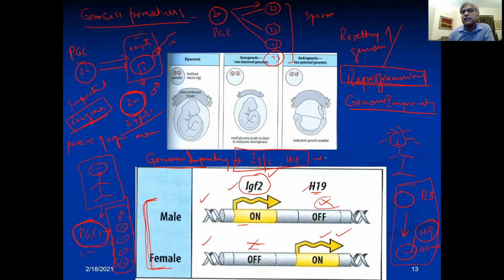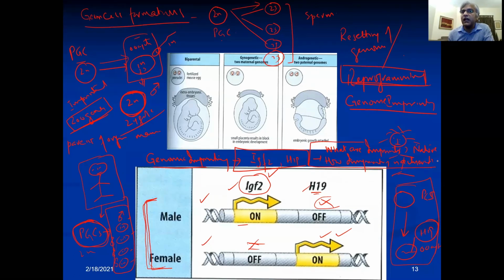And you are going to tell us what imprints are and how imprinting is achieved. Two questions. What are the imprints? It means you have to tell us the nature of the imprints. And how this imprinting, if the imprints are there, is achieved, how in the zygote the genomic imprinting is maintained. Okay? Is the question clear?